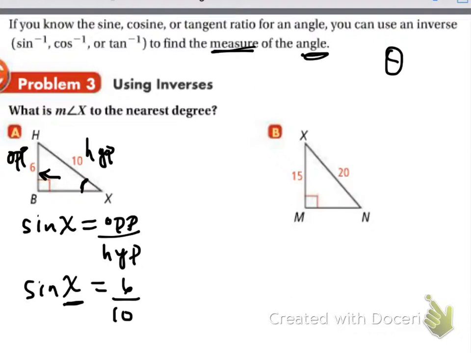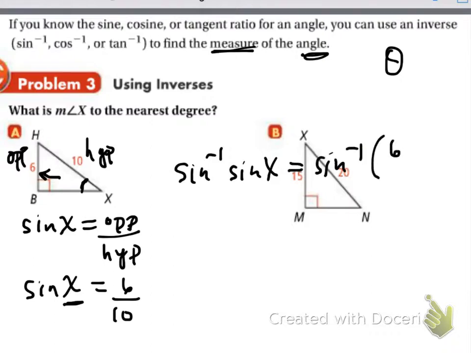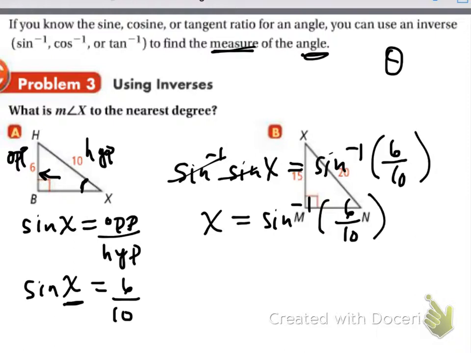Alright, so we're going to use the inverse sine. So what we're going to do is multiply both sides by the inverse sine. Okay, so by doing that, the inverse sine cancels out the sine, and so I'm just left with x equaling the inverse sine of 6/10.